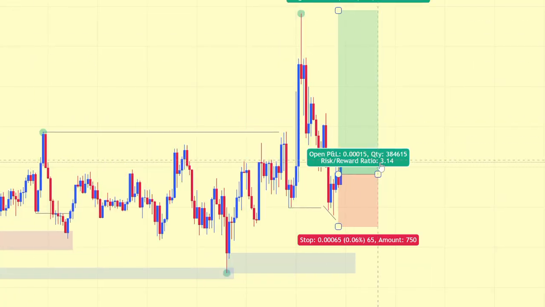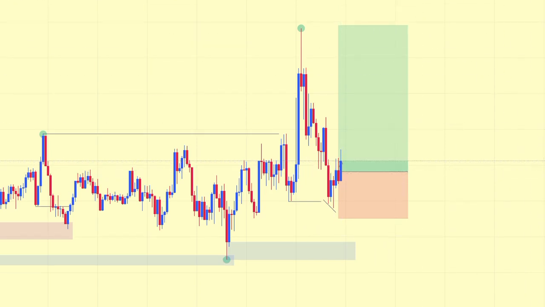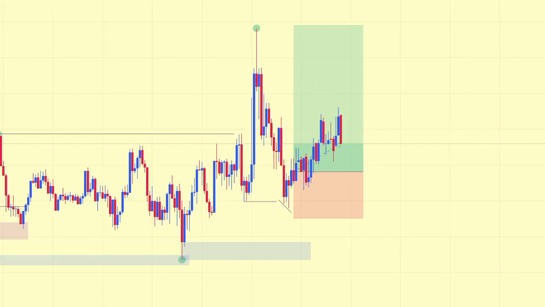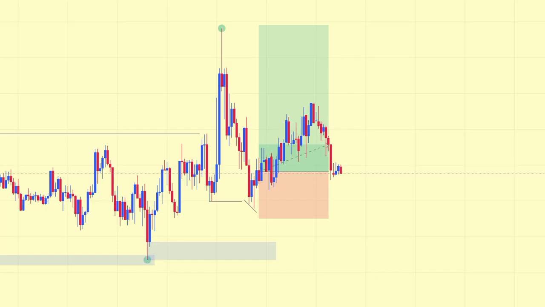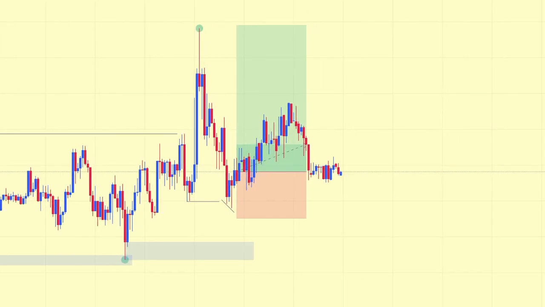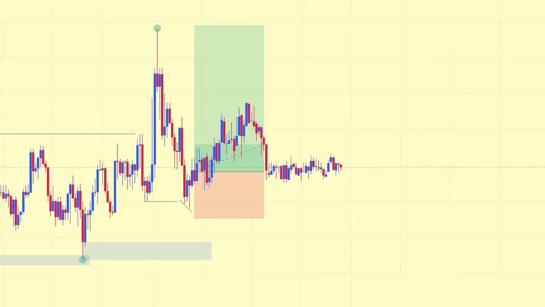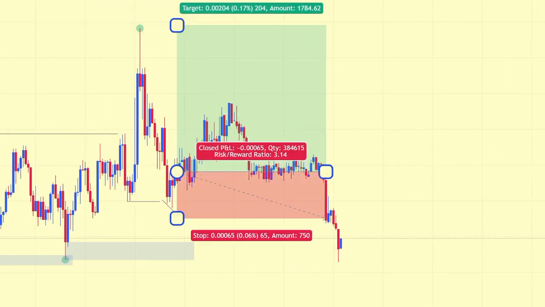So let's see. That's my buy. So let's see what price does. Right, so as you can see, oh, that's good. So price is actually going in my direction. All right, this is not good, and eventually this is not good. All right, eventually price took me out. You can clearly see right there, price took me out.